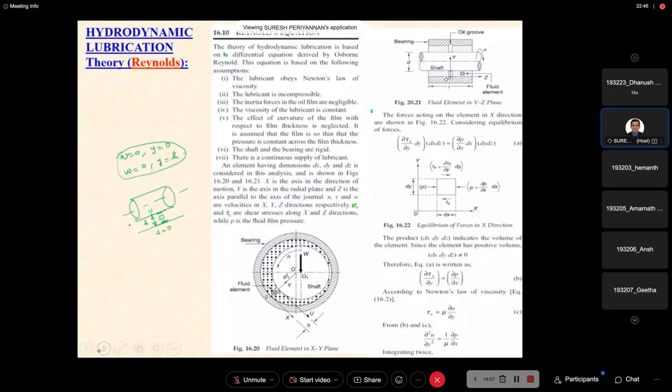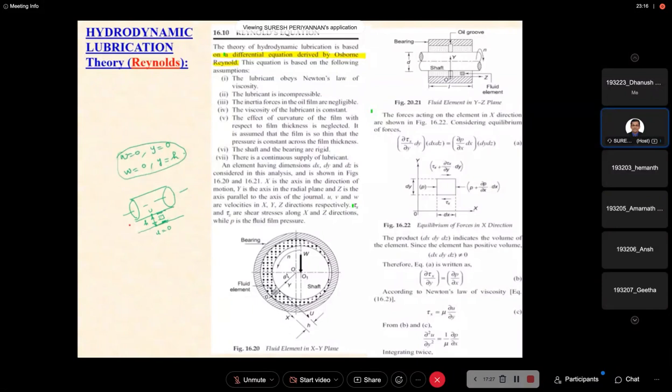Hydrodynamic lubrication is defined based on a differential equation. That equation was developed by O. Reynolds, the person who developed this concept, hence we call it the Reynolds equation. Now we would like to understand our hydrodynamic lubrication behavior, that is, the thick film lubrication behavior.